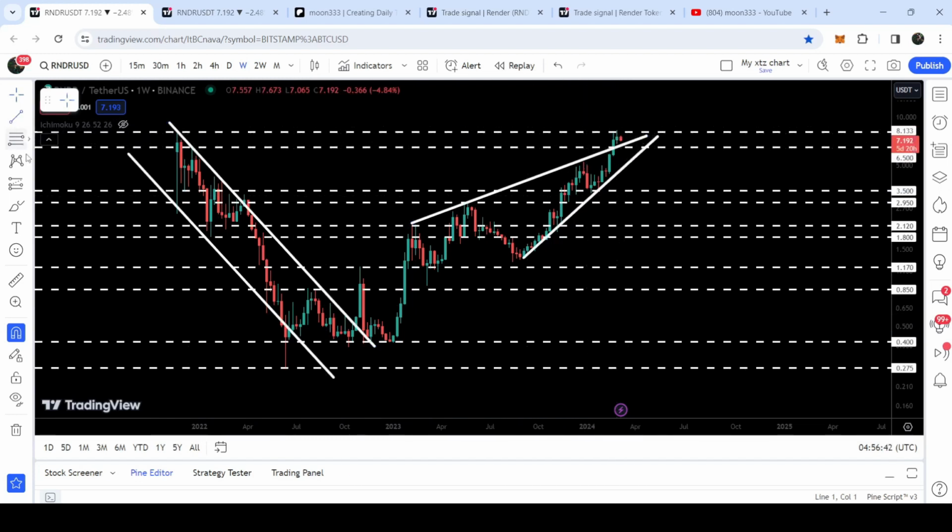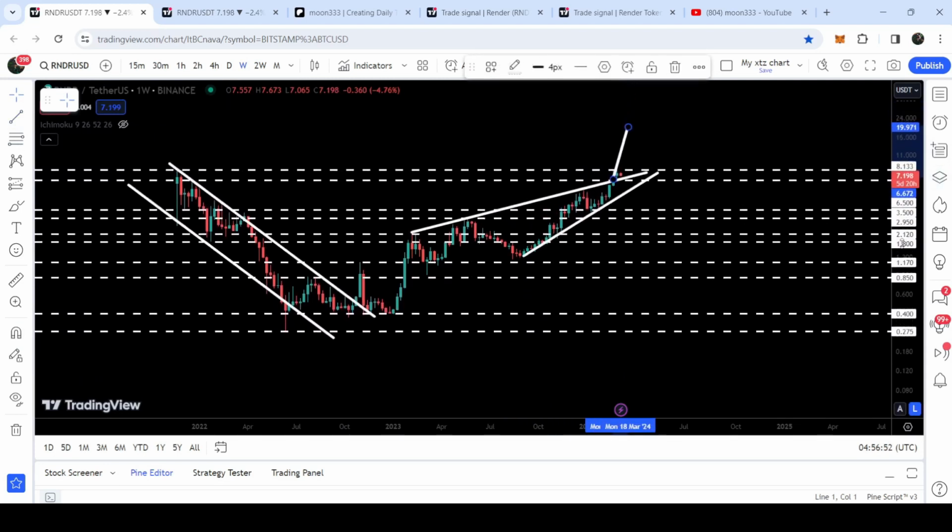And now if we take a look at the target for this recent breakout from this rising wedge pattern, that move is still due. That is here, and that target can be approximately at $20.